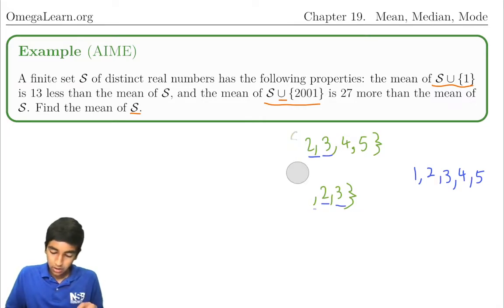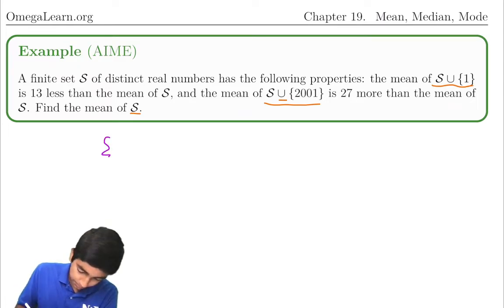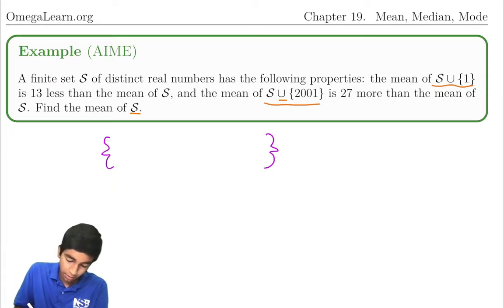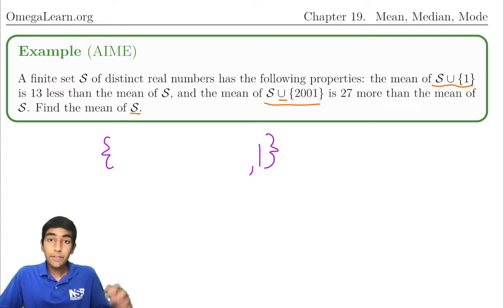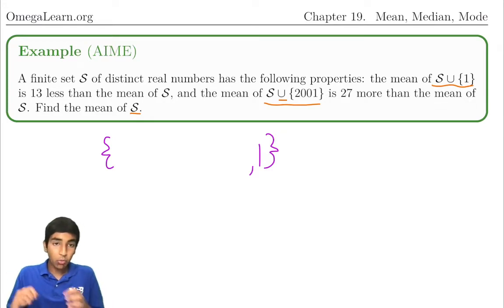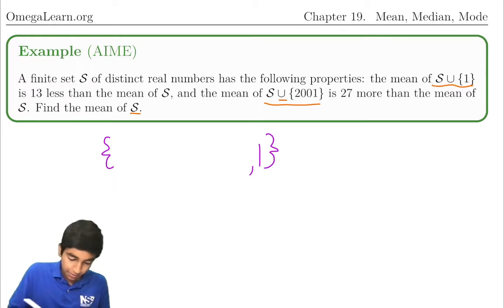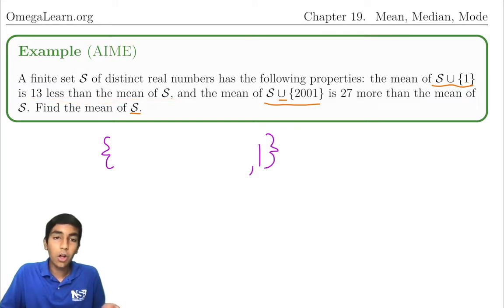So union in this case basically means that the subset S contains some elements, and we're adding another subset 1. So we're basically just adding another number 1 to the existing subset. Now, what if this original subset already had 1? Then if you take the union with 1, the subset would actually be unchanged. So how do we know this is not the case? Because the question states that this mean is 13 less. And if the set is unchanged, then the mean must also be unchanged.